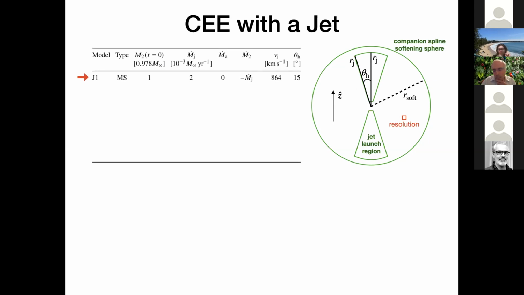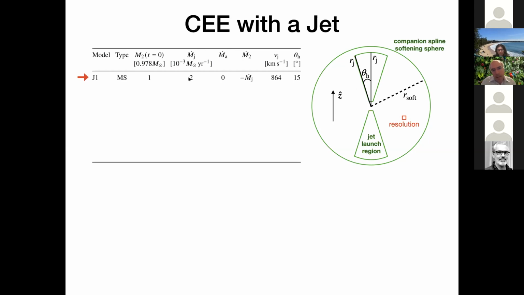And we did several runs. The first run is our fiducial run. We modeled the jet for a main sequence star of about a solar mass. Our companion is about a solar mass. Our m dot jet, the rate at which we put mass into the jet, is 2 × 10⁻³ solar masses per year, which is quite high. It's the Eddington rate for the sun, essentially.